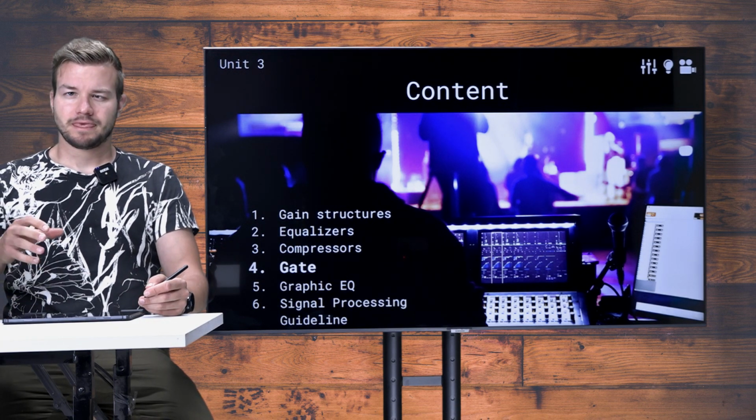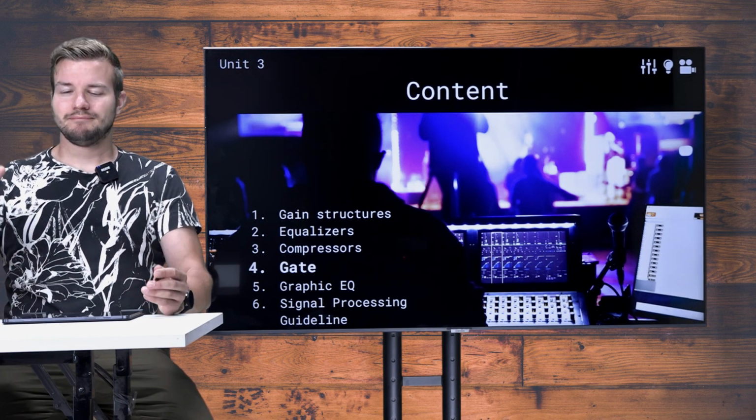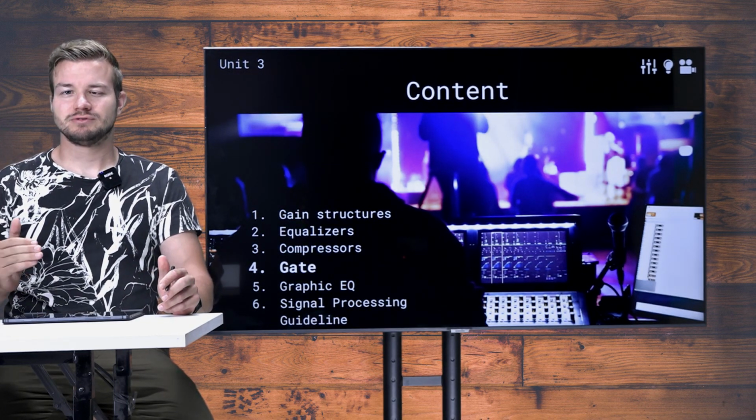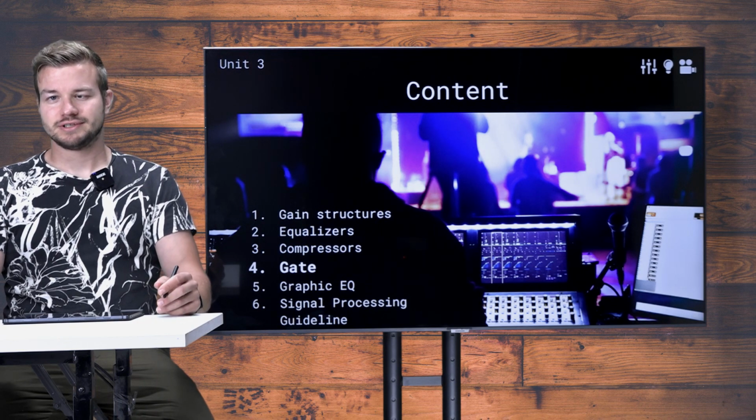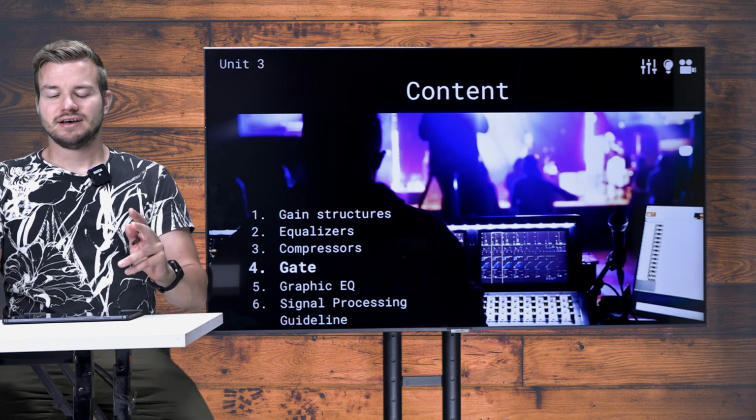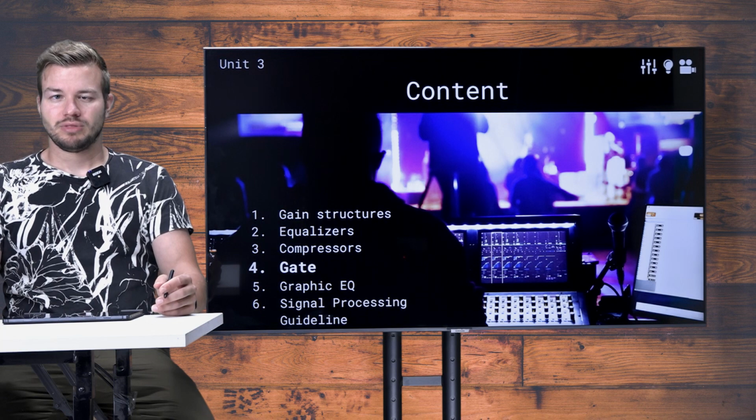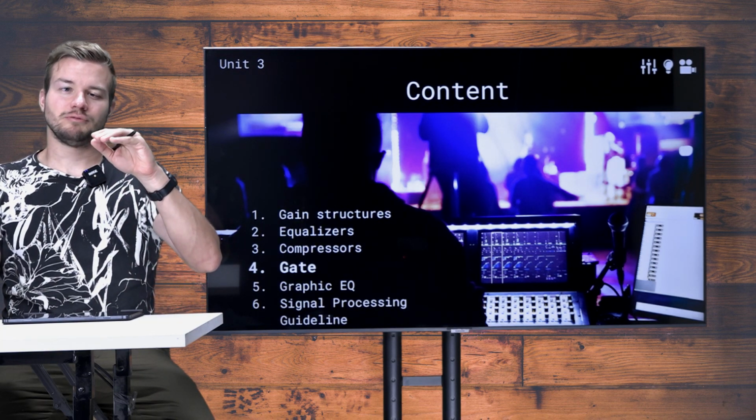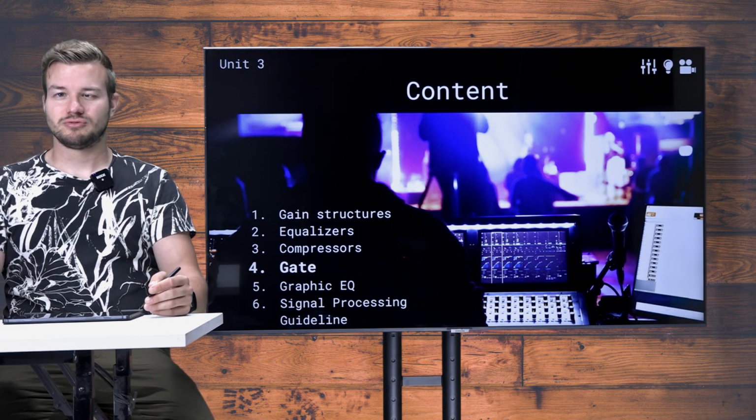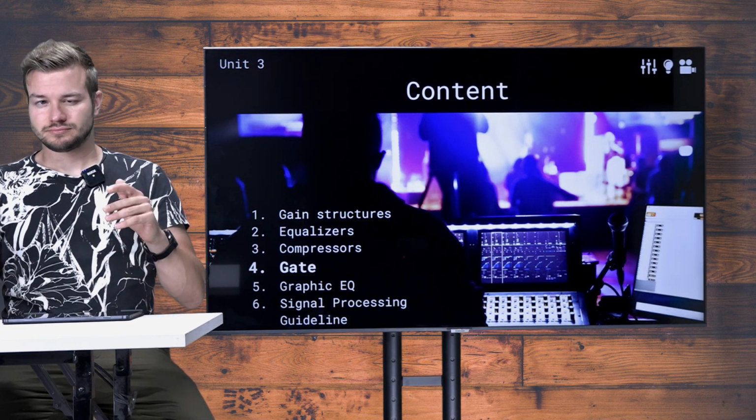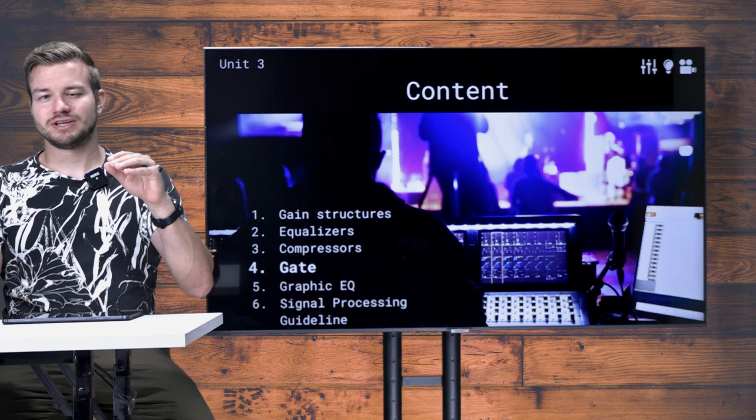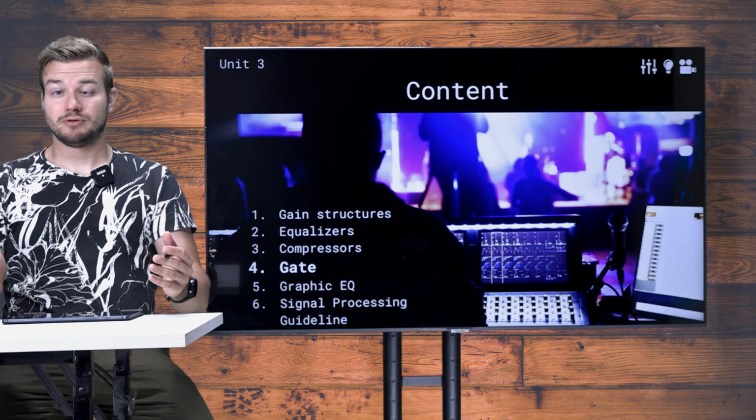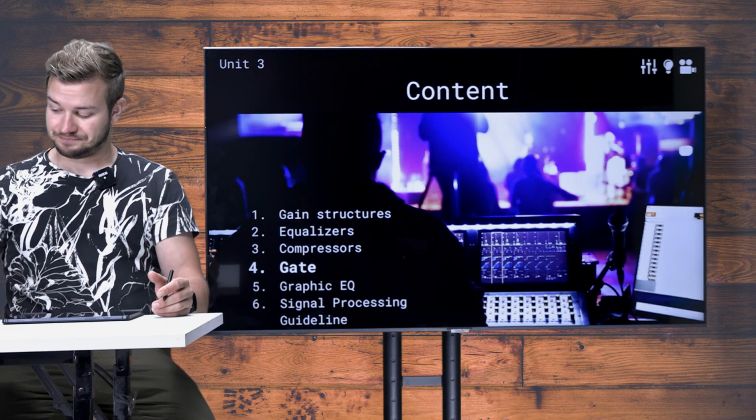In compressors, we made signals quieter, or we turned down signals which passed a certain threshold. In the gate, it works the exact opposite way. What we do is we only change signals which are below a certain threshold. Signals below a certain threshold, we turn them down even more, or we can also turn them off completely.